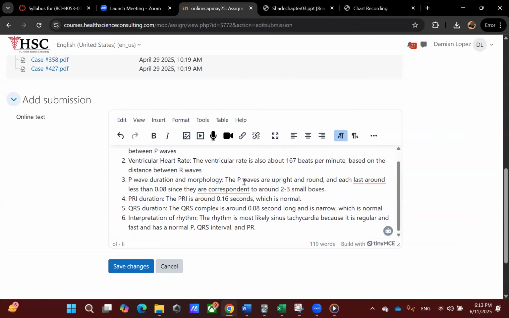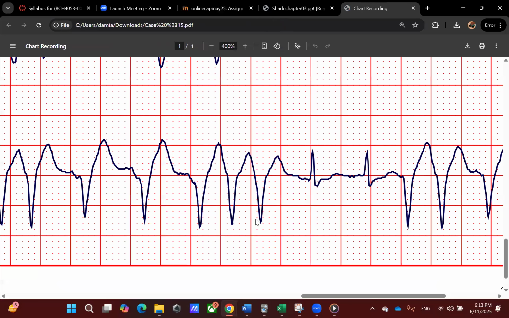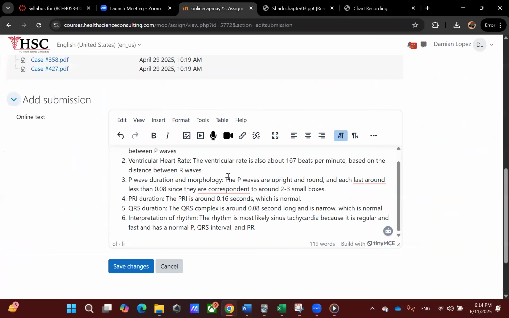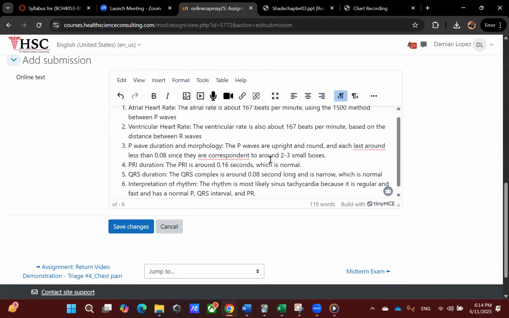Now the P wave and its morphology, we can see that each lasts around 0.08 seconds, which you can understand because this portion right here is around 2 boxes, like 1 to 2. I'm approximating it a little bit to being 2 boxes. I would say it's more around 0.06, but I didn't want to get too technical. But 0.08 is the 2 boxes that I want to accommodate.